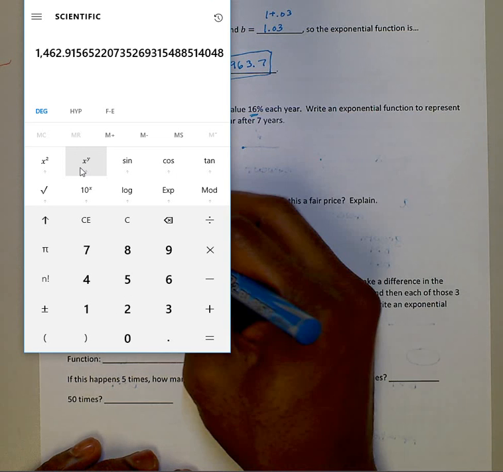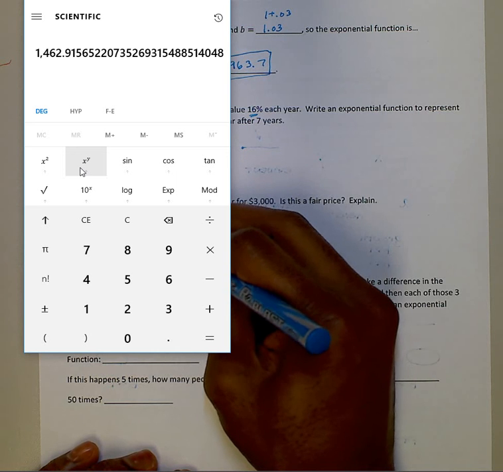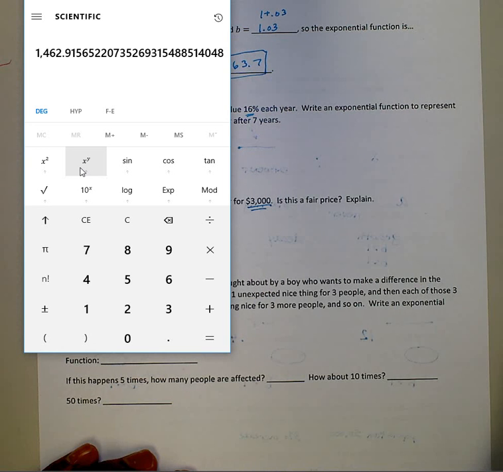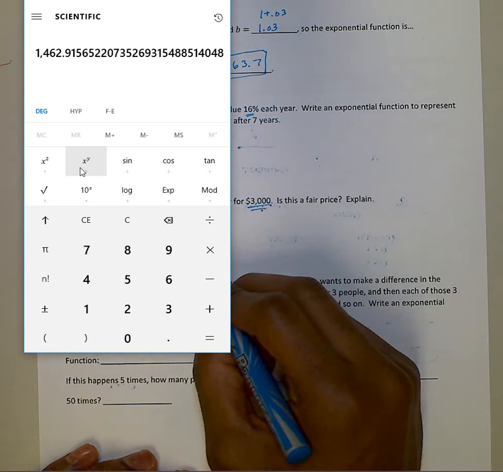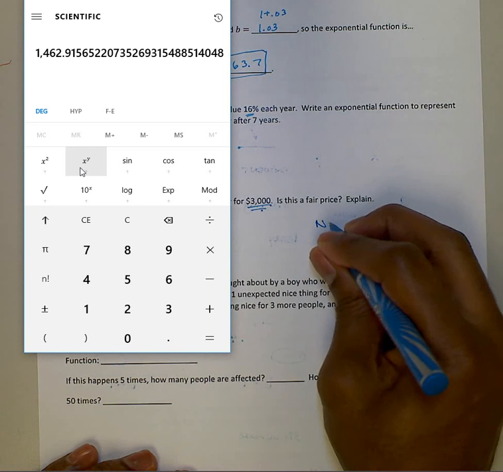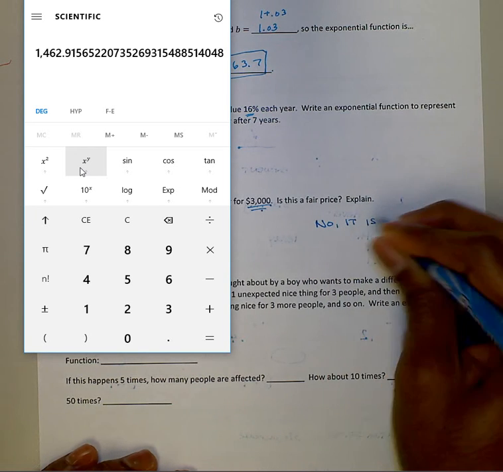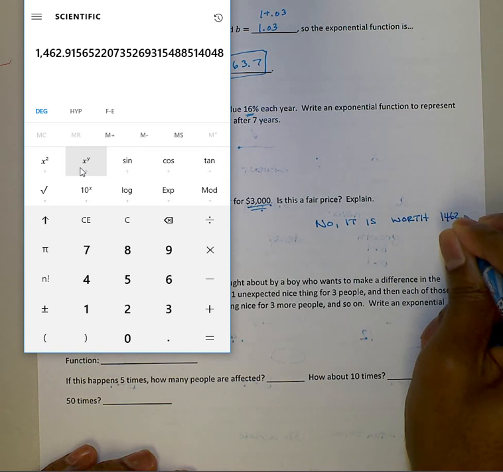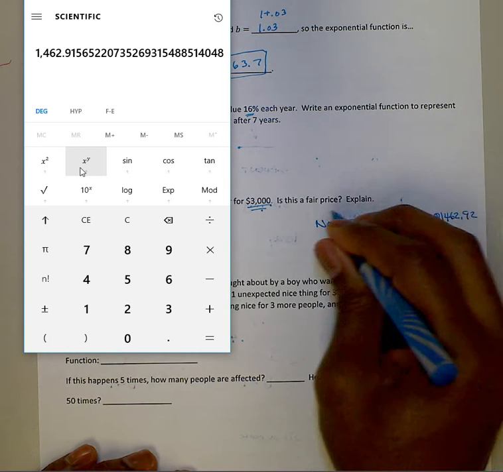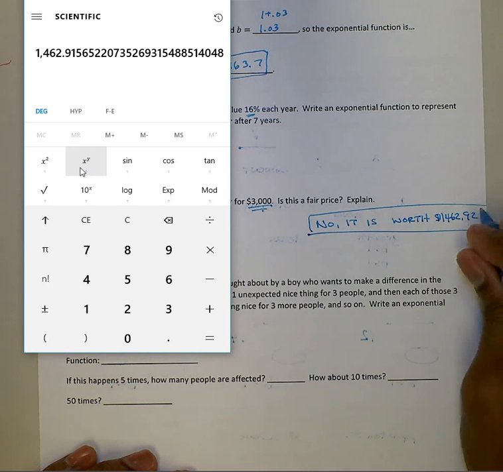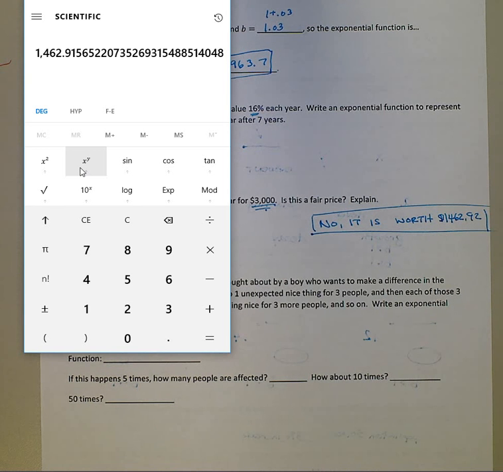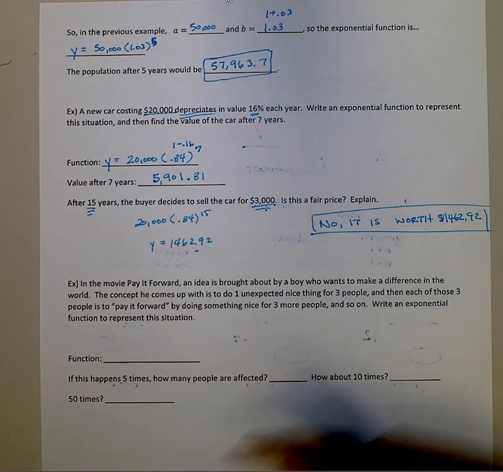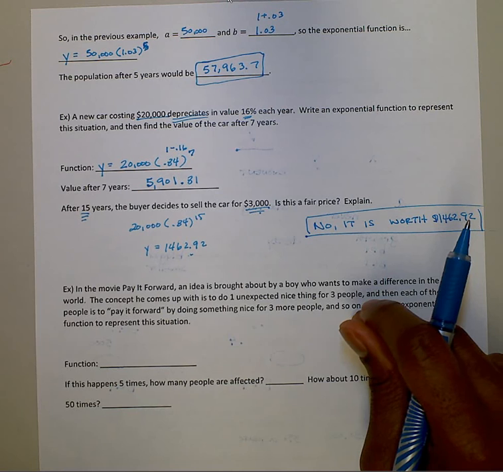And that says y should equal $1,462.92. Okay? So if somebody tried to sell me this car 15 years down the road for $3,000, they're overcharging me. Okay, it's only worth $1,462.92. Sure, if they want to get the cents out of me, I'd pay that, but not $3,000. Okay. All right. On your own, I'd like for you to bring this problem completed into class. I'll help you out with the function.